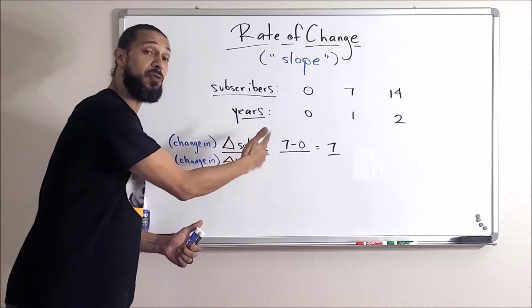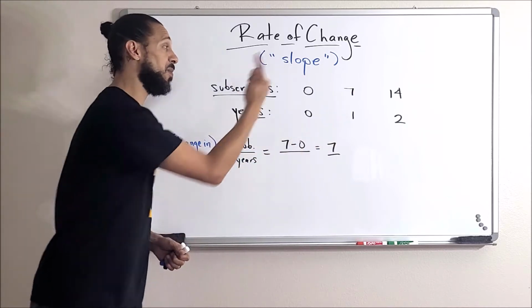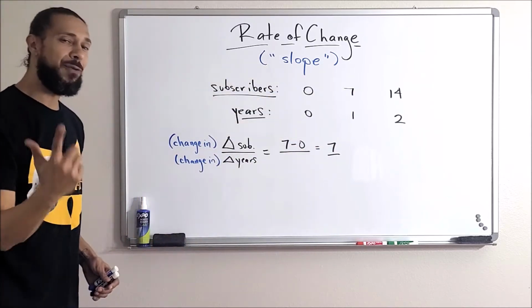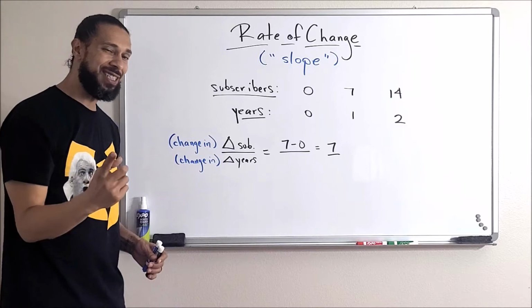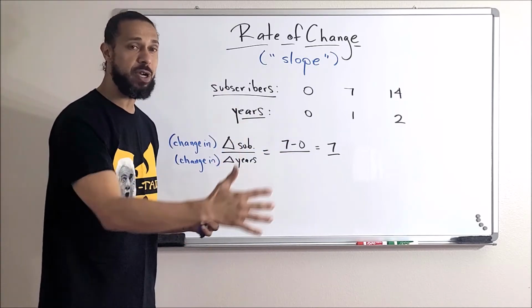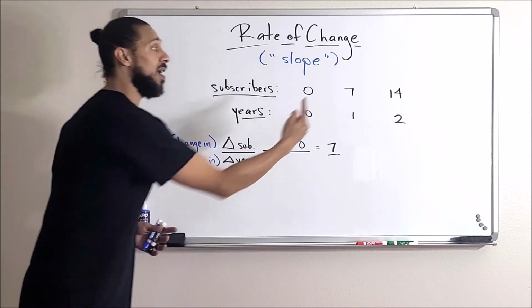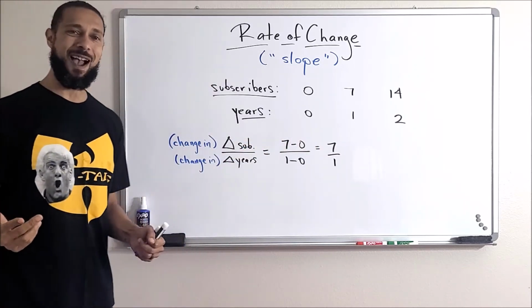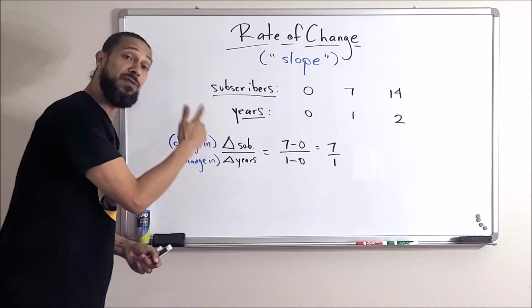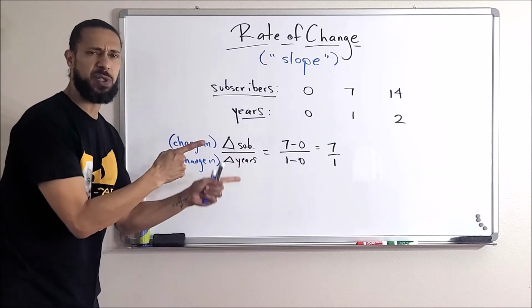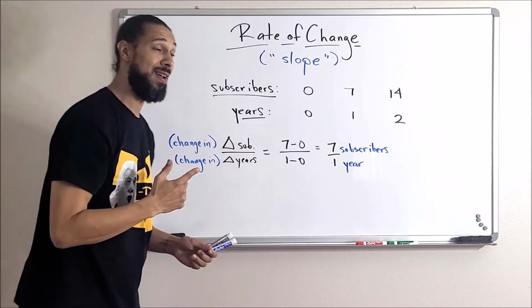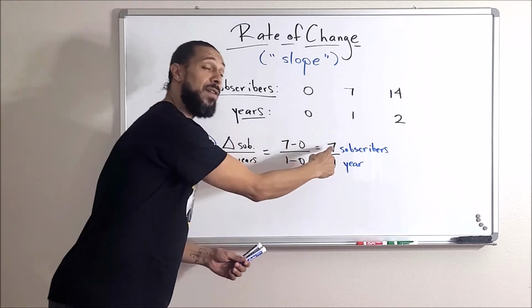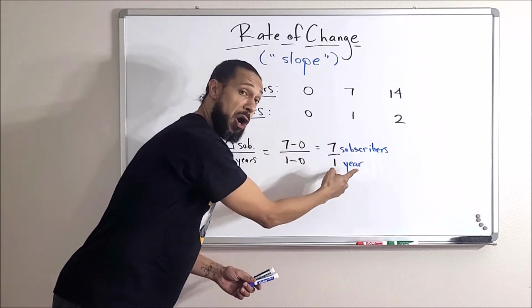It would look just like that. My change in subscribers is 7. It went from 0 to 7. Now, how fast did that change happen? That change was over 1 year, was it over 2 years, was it over 3 years? Let's see. Exactly right. My rate of change, let's put some units on here. Just like that. My rate of change, 7 subscribers per year.